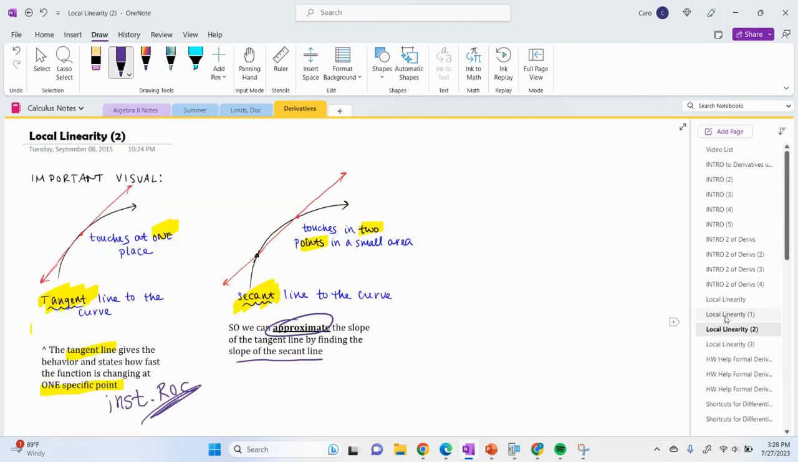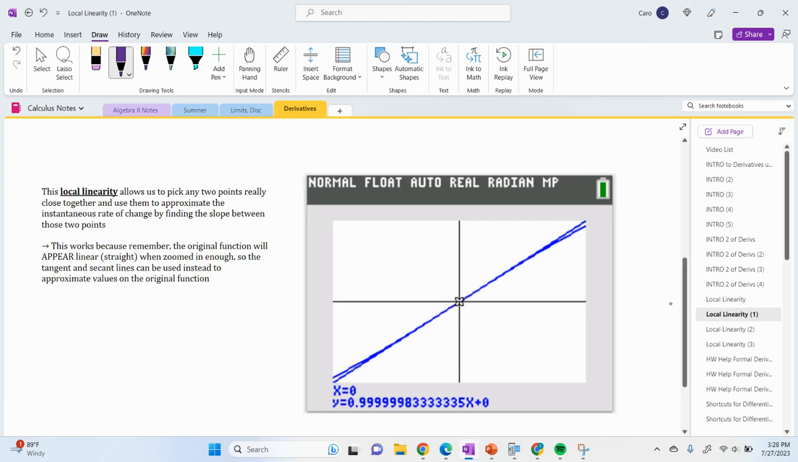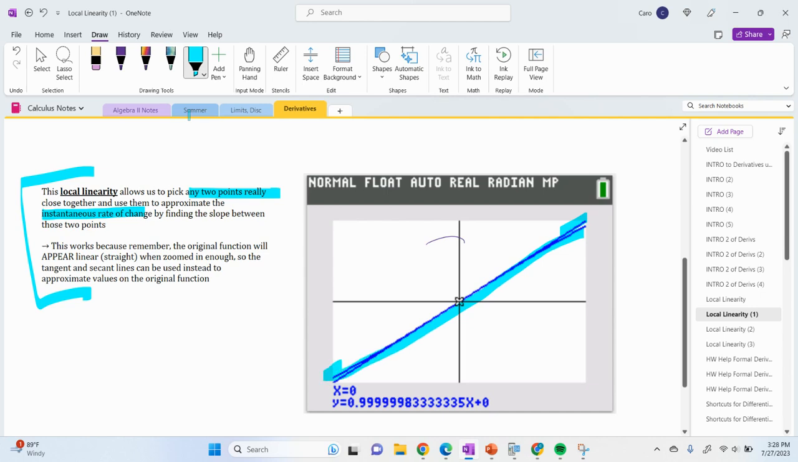Another thing to keep in mind here is I just did a screenshot of the calculator here. You don't need to write this down if you don't want, or you don't have to draw that, but jot this down. So local linearity is going to allow us to pick any 2 points close together to approximate the instantaneous rate of change. And remember, the original function, which is, I think it was this one. You can hardly tell them apart up there. The original function is going to appear linear. It's going to appear straight because we're zooming in so much.